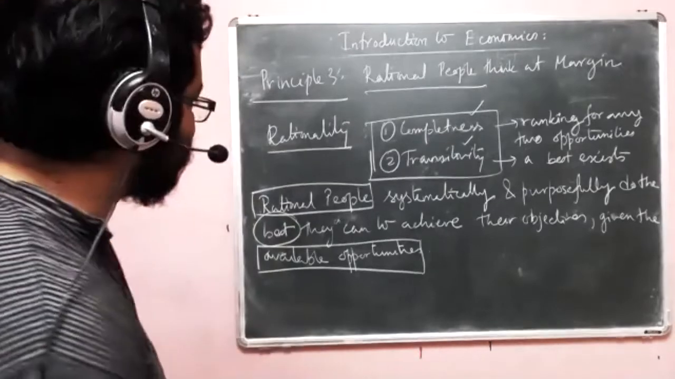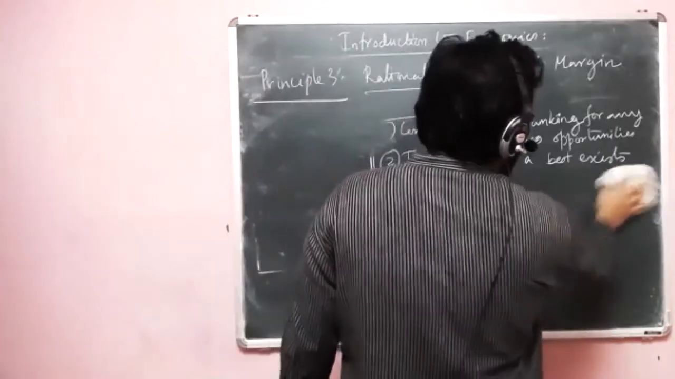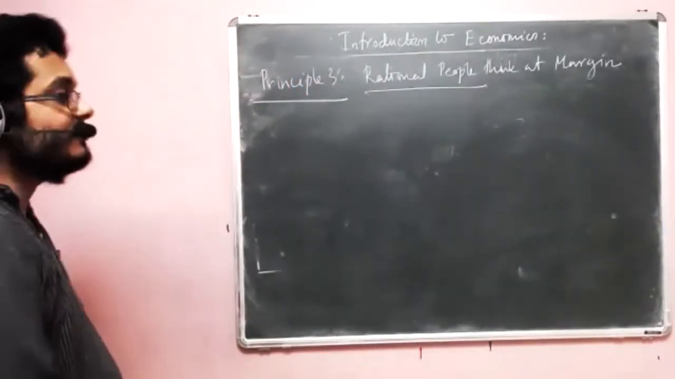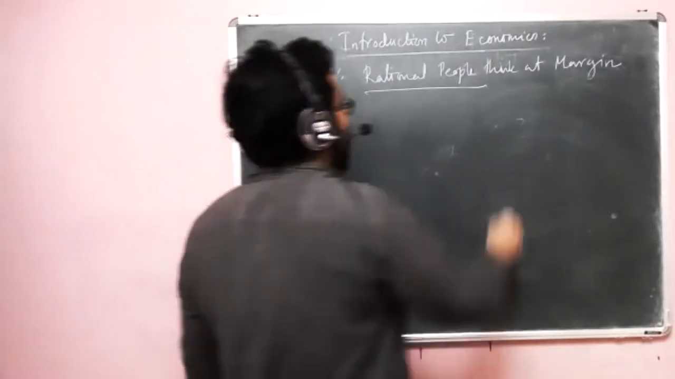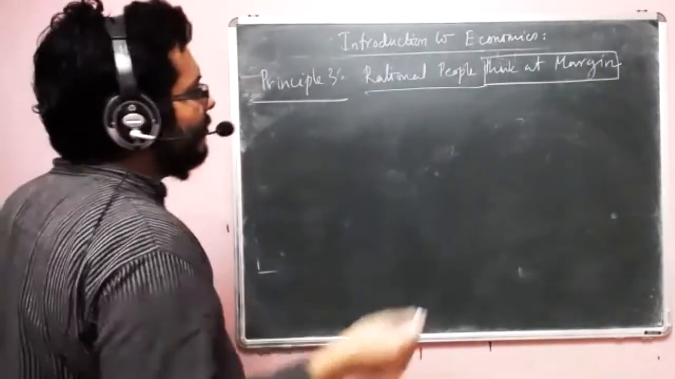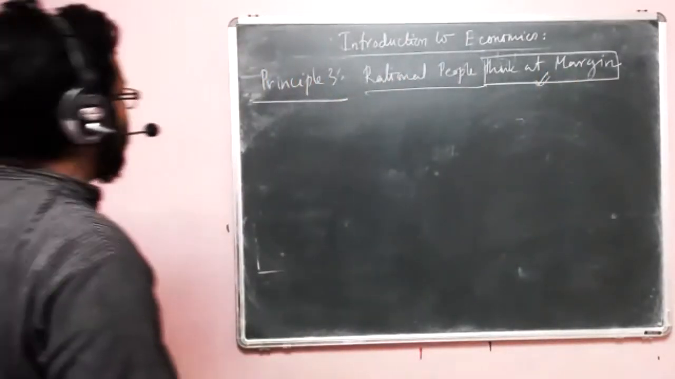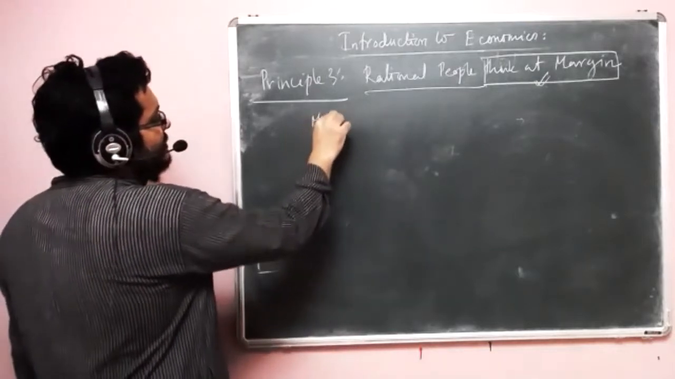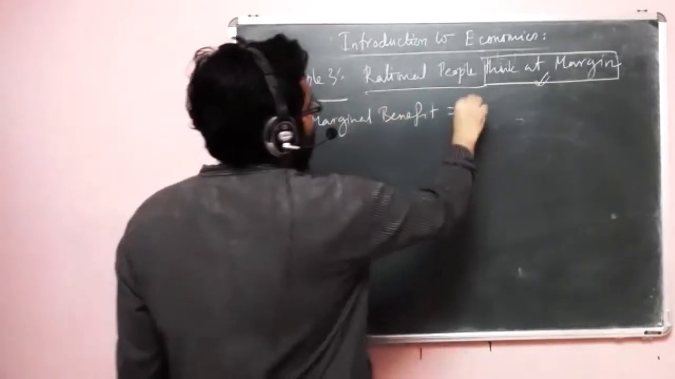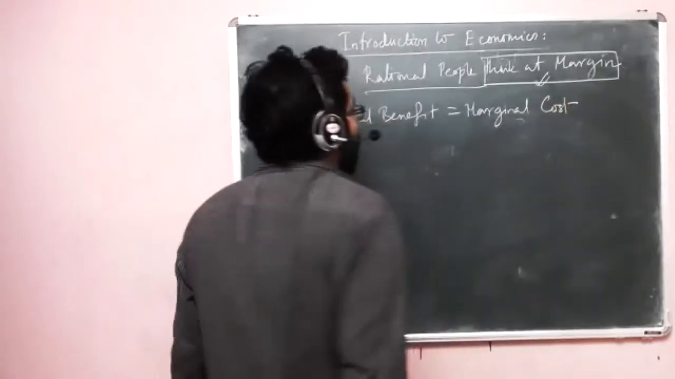Now, given that somebody is rational, that the rational person can rank the opportunities and there is a best, after ranking, how do they really choose the best? For that, we have the later part of this sentence, that they think at the margin. Before we go to unlearning this statement, first learn it. What do you mean by thinking at margin? It basically means that marginal benefit must equal marginal cost.